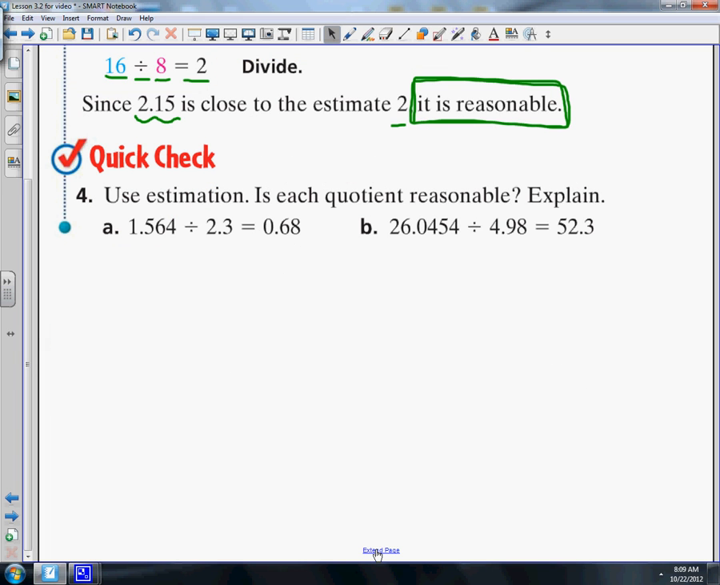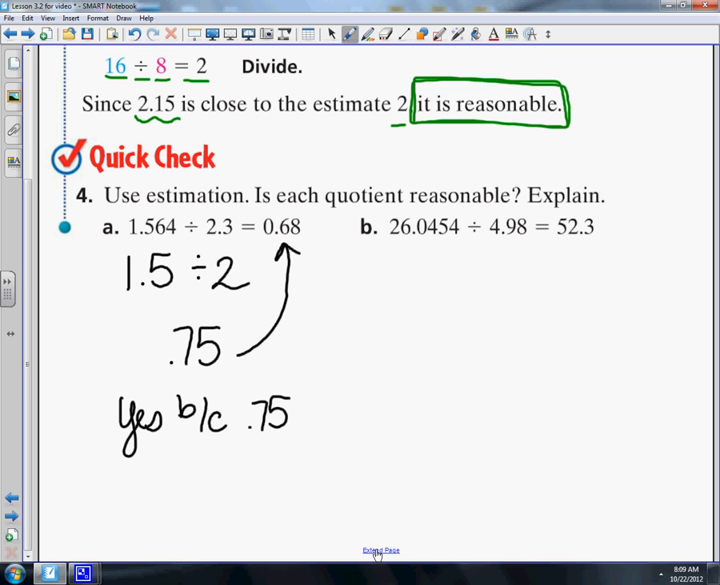So use estimation. Is each quotient reasonable? And explain. So 1.564 divided by 2.3. I'm going to round it to 1.5 and I'm going to divide that by 2 because I can do 1.5 divided by 2 is 0.75. Is that close to 0.68? Yes. So this is yes because 0.75 is close to 0.68. So that is a reasonable answer.